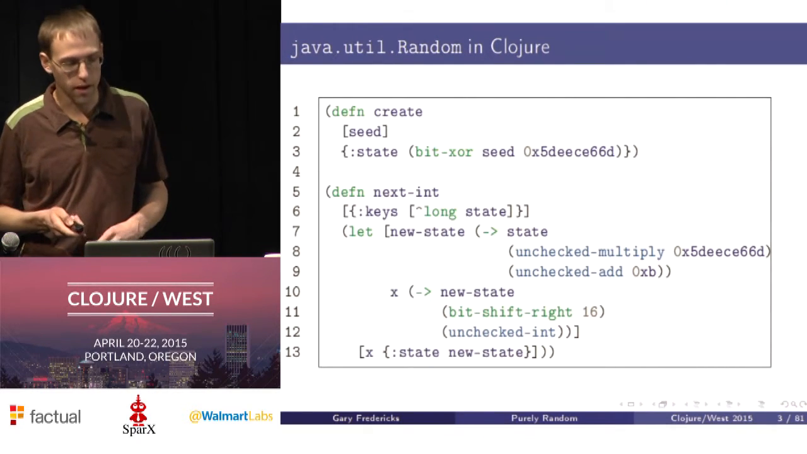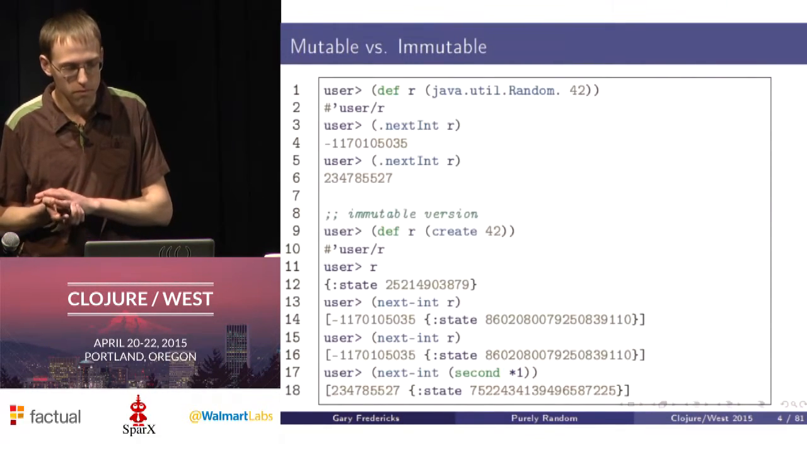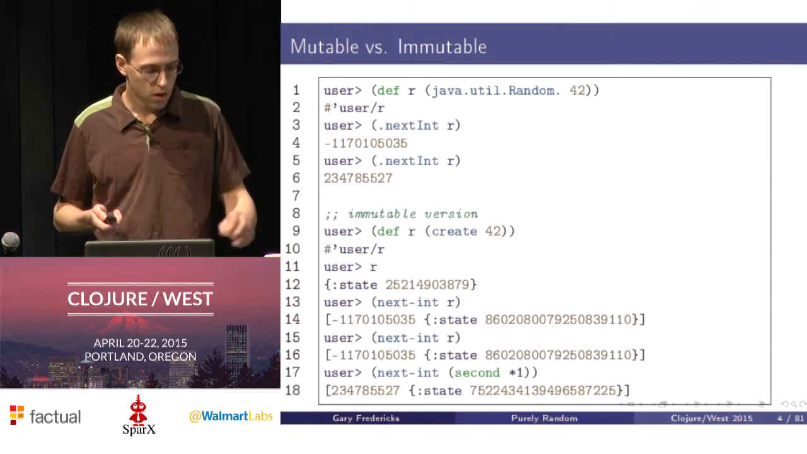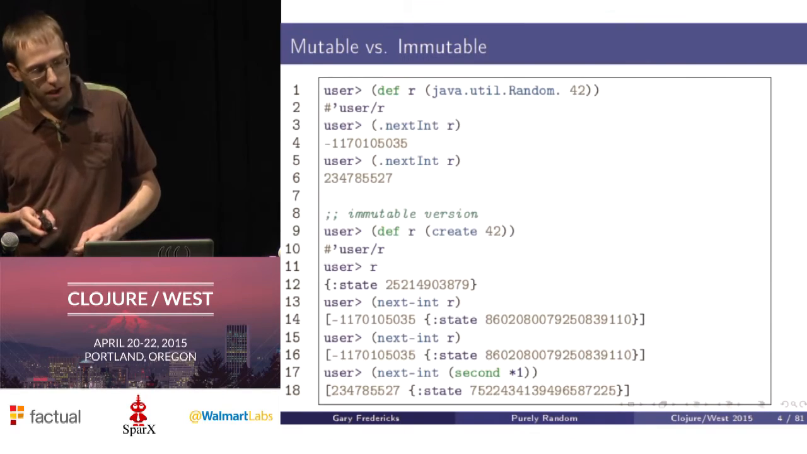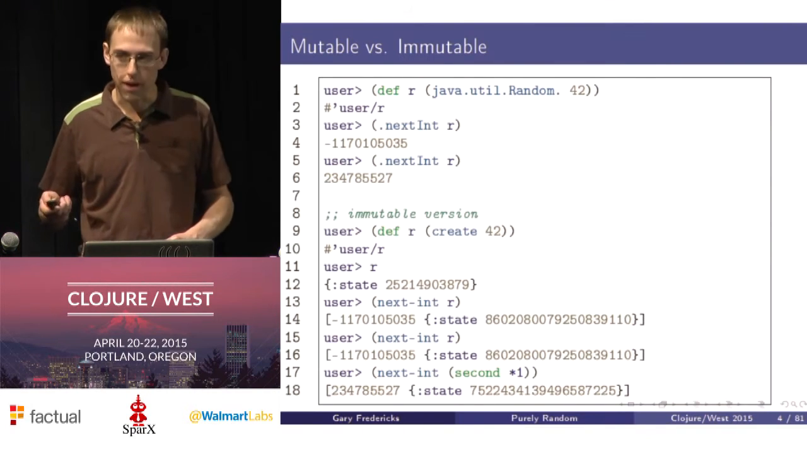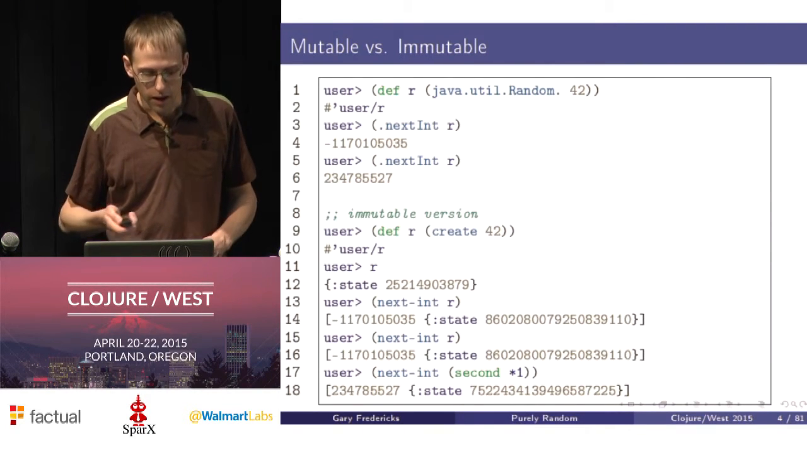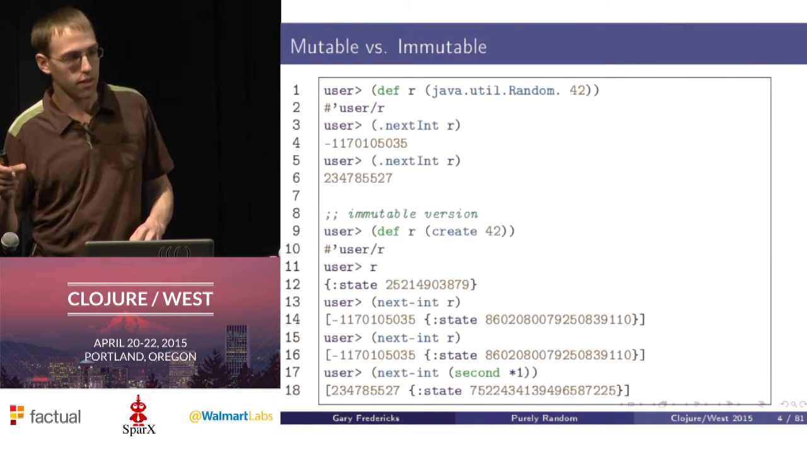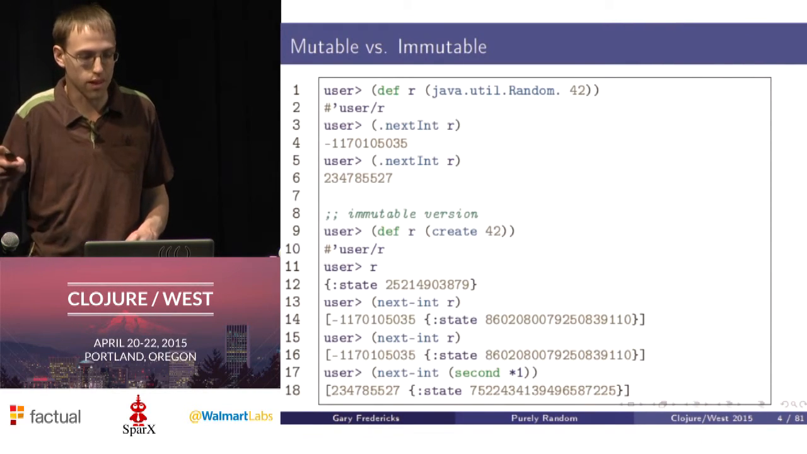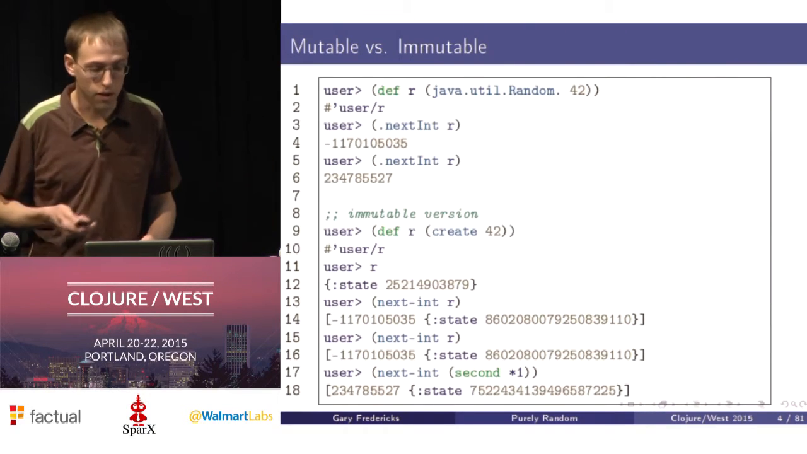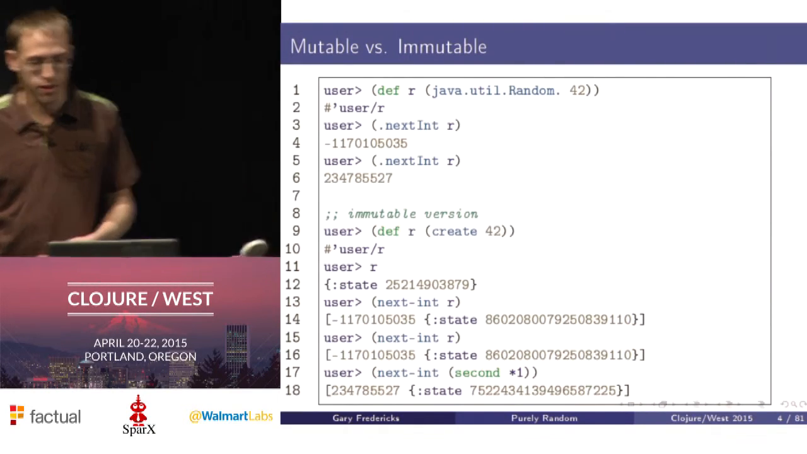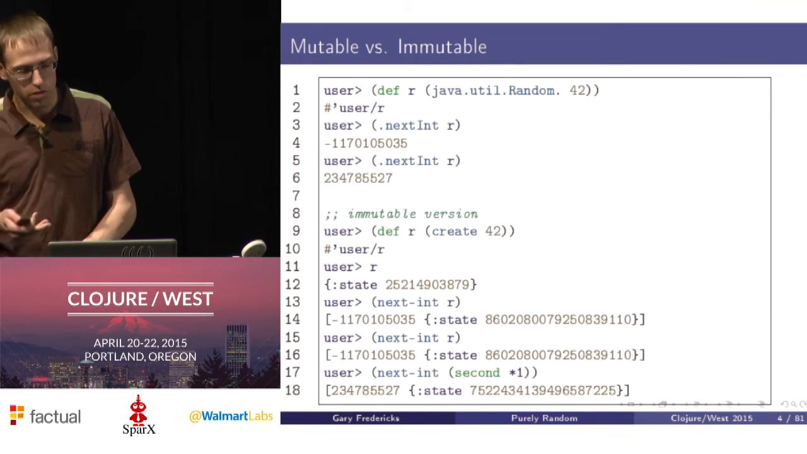Okay, so let's see how this gets used. Starting on line 9, we can create a new random number generator with the seed. It looks like how it's printed on line 12. We can pass it to the next-int function, and we'll get that pair. The left half of the pair is a random number. It's the same number from line 4. And then the right half is a new generator. If we call next-int with the same argument, we get the exact same result. Same number, same new generator.